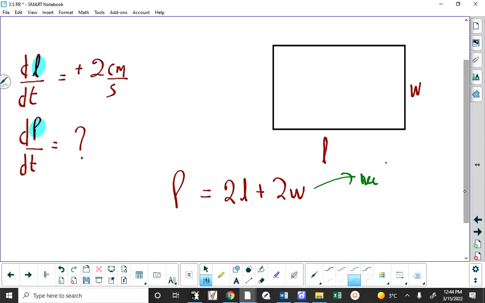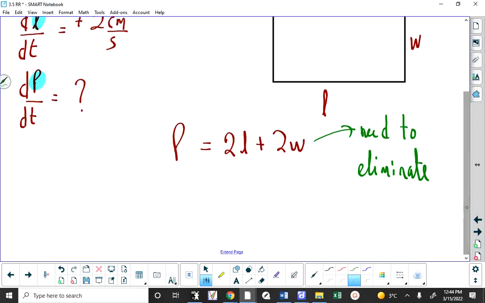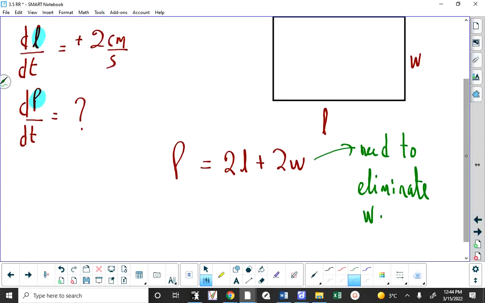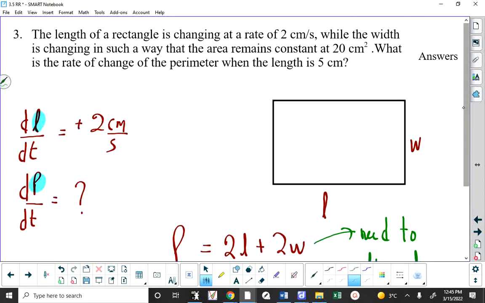We need to eliminate W, and this is going to be a recurring theme through a couple of other problems today. We need to eliminate W because dw/dt is neither what we're trying to find nor what we know. So how do we do that? The key to that is you're told that the area is constant at 20, which means that no matter what the length is and no matter what the width is, 20 is the length times the width.